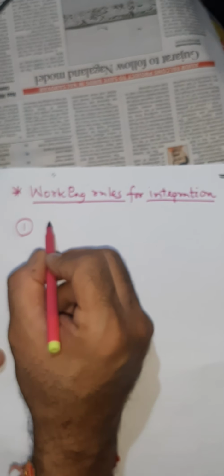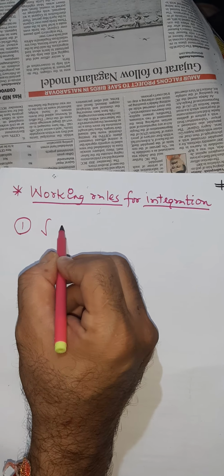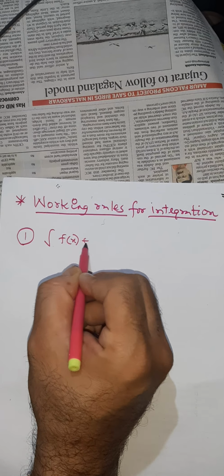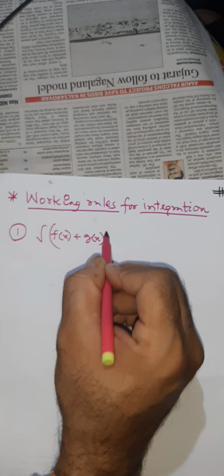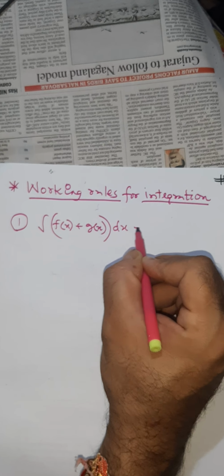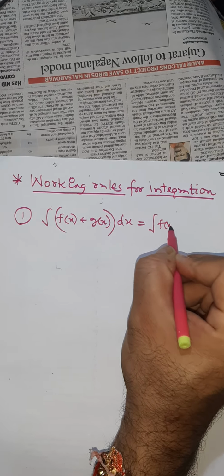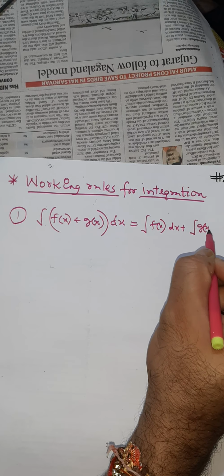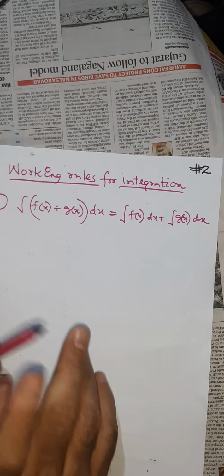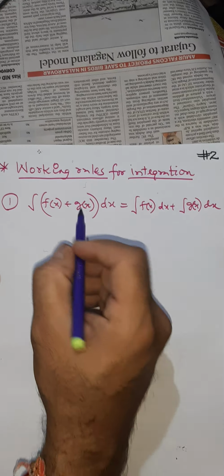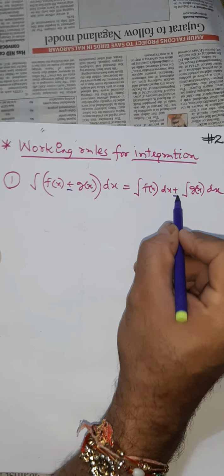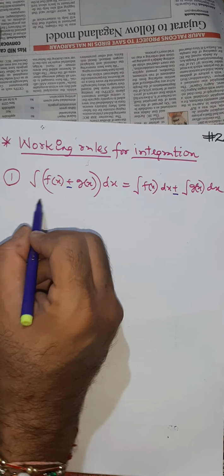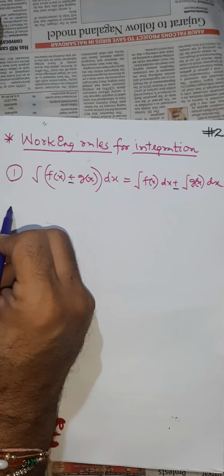So working rules we did for differentiation. Here, working rules for integration. Integral of two functions f(x) plus g(x), the whole dx, equals you can do individual integral of f(x) plus integral of g(x), as we did in differentiation. You can take this integral sign inside. Even the same result is also true if you have minus here. This can be generalized for three functions also, remember.